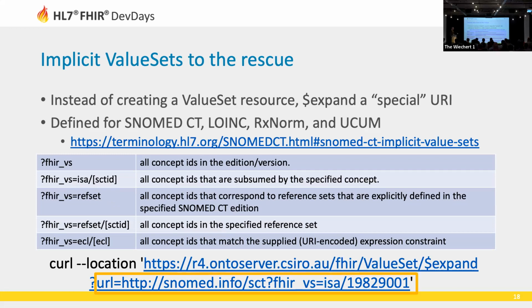So this example down here is that ISA example, so all descendants of this concept. But this one down here is an interesting one, which is ECL. SNOMED CT has an expression constraint language, which is kind of like a query language that you can use to describe a set of concepts within SNOMED CT. And there's support in FHIR for that. So you can put a piece of ECL directly on the end of this URL that you can send in as an implicit value set to expand, and the server will just expand it like it existed. And so there's almost an infinite number of implicit value sets because of that.